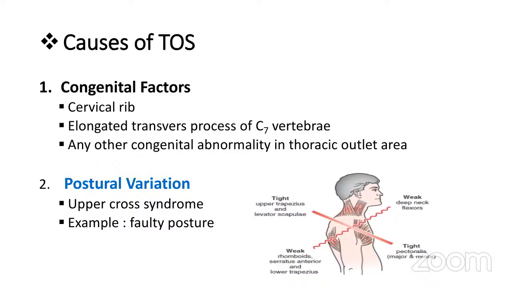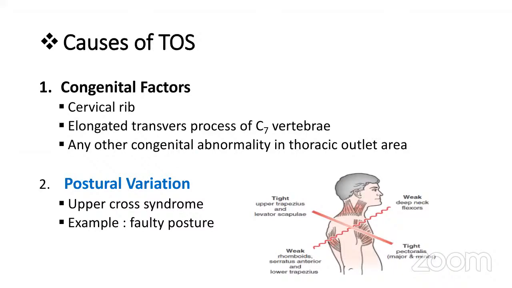If a person is in faulty posture for a longer period of time, then there is development of upper cross syndrome. As the name suggests, upper means upper quadrant of the body, and cross means it follows a cross pattern. For example, in one cross, muscles become tight, and in the other cross, the structures become weak.